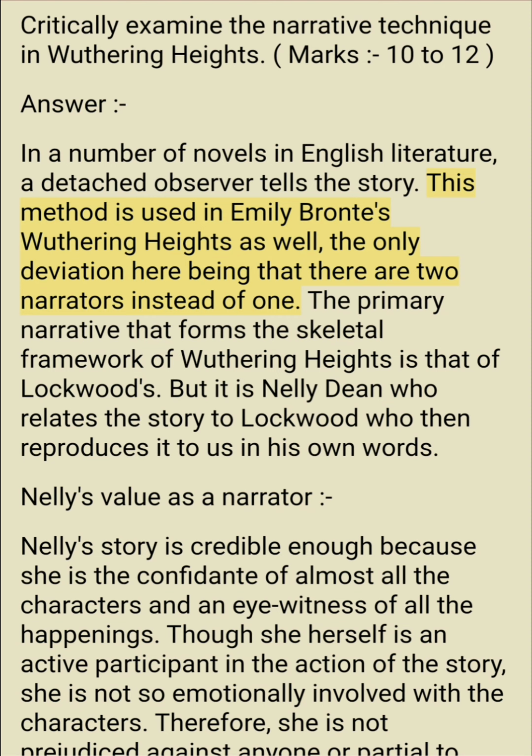The primary narrative that forms the skeletal framework of Wuthering Heights is that of Lockwood's. But it is Nellie Dean who relates the story to Lockwood, who then reproduces it to us in his own words.